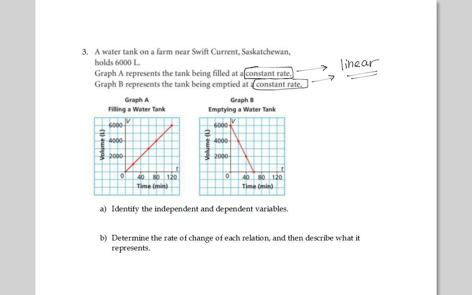Look at graph A, filling. As time goes on, the volume goes up. On graph B for emptying, as time goes on, the volume decreases. Remember that the independent variable is x, and in this case is time. The dependent variable is y, and in this case is volume. You will definitely be asked that question on quizzes and exams. Identify the independent, identify the dependent.